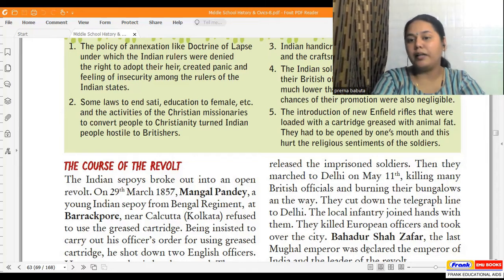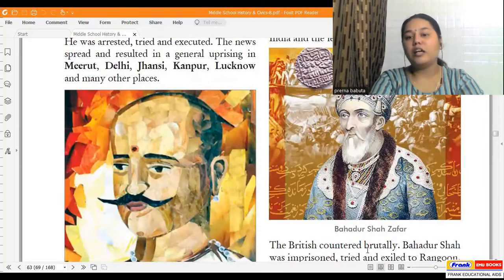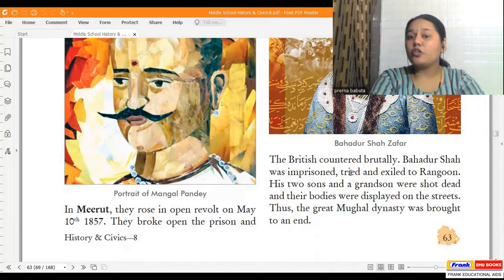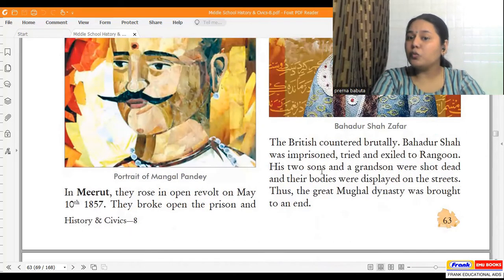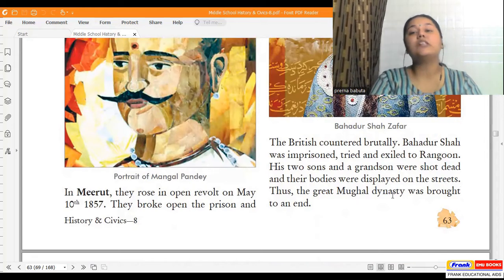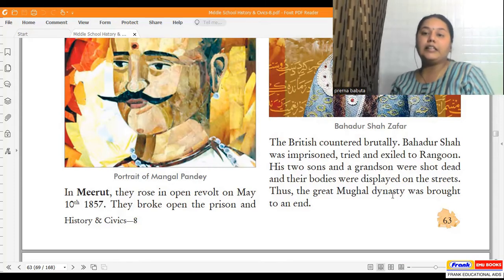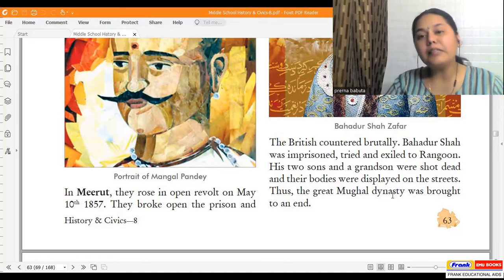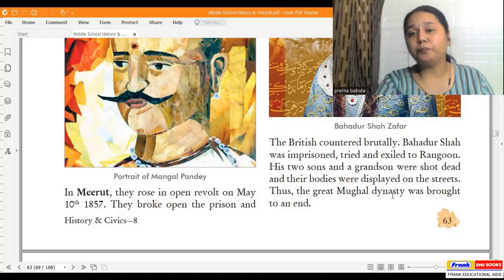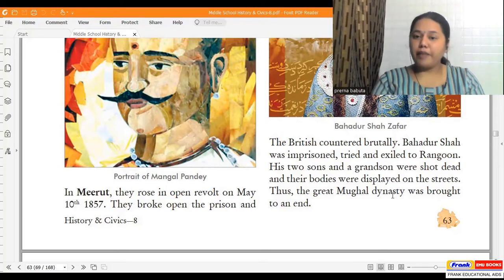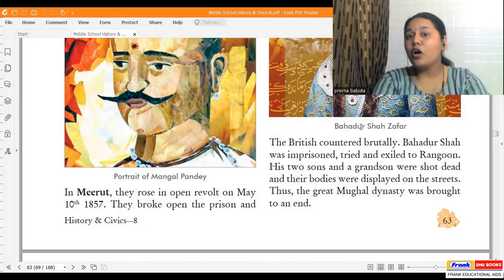Bahadur Shah Zafar, the last Mughal emperor, was declared as the emperor of India and the leader of the revolt. The British countered brutally. Bahadur Shah Zafar was imprisoned, tried, and exiled to Rangoon. His two sons and grandsons were shot dead and their bodies were displayed on the streets. Thus, the great Mughal dynasty was brought to an end. So even when the soldiers had united and posed a strong revolt, the British, because they had gained a lot of understanding about Indians, and of course they had advanced weapons, were able to revolt back, and unfortunately the British won over in this revolt.